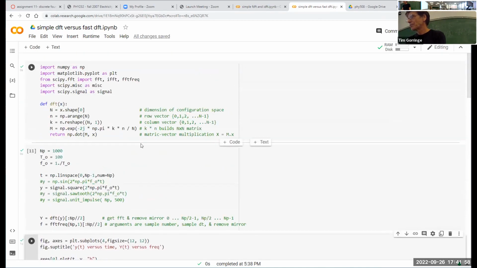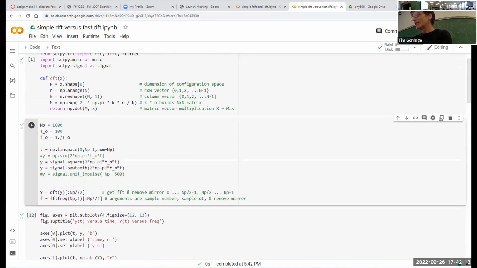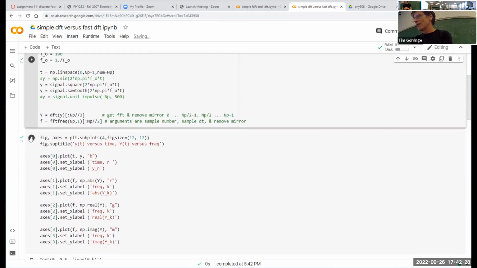I'll just show you another one or two here and then I'll quit because I've used up all the time. So this is kind of nice. In SciPy, there's another library or module that contains various types of signals. So there's a sawtooth in there.